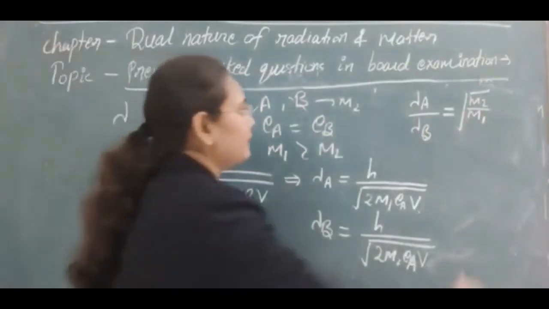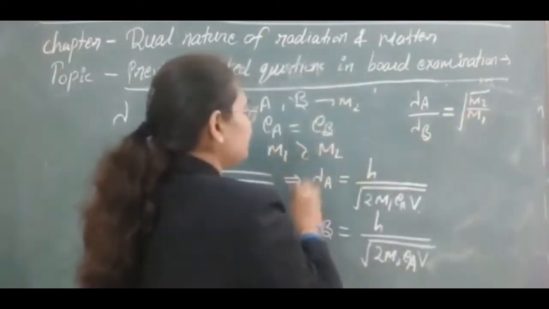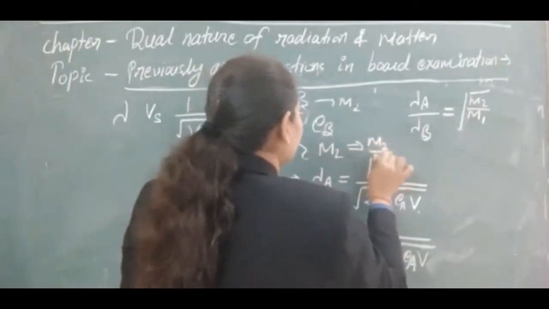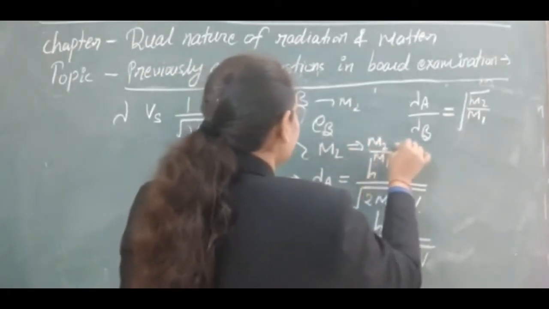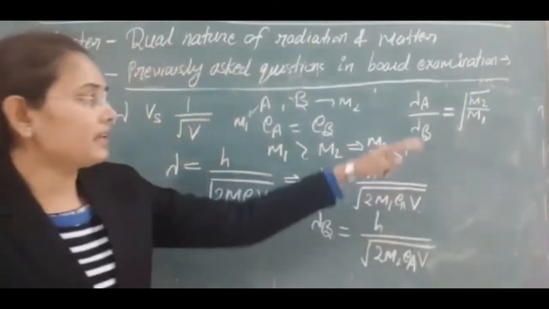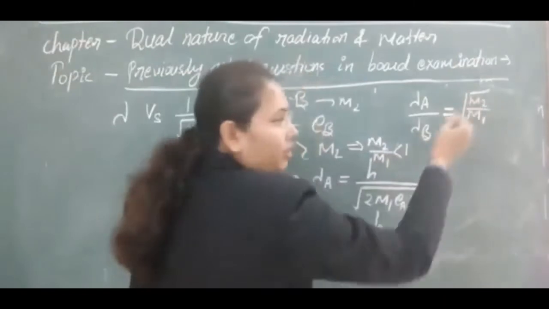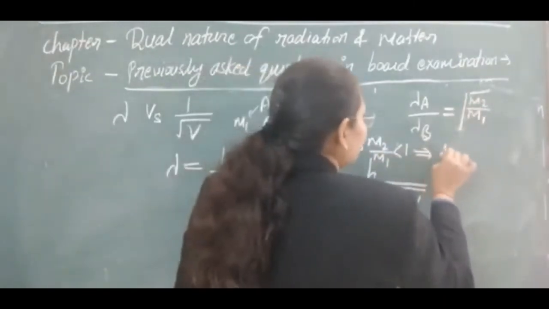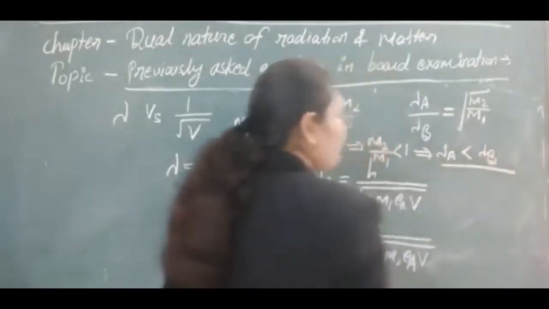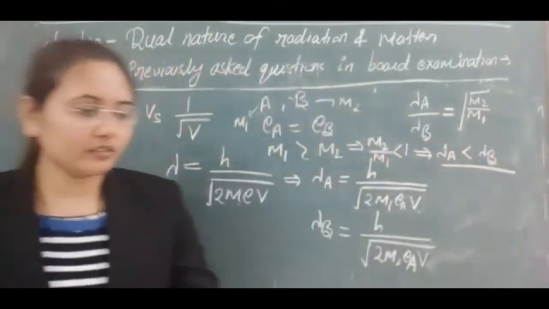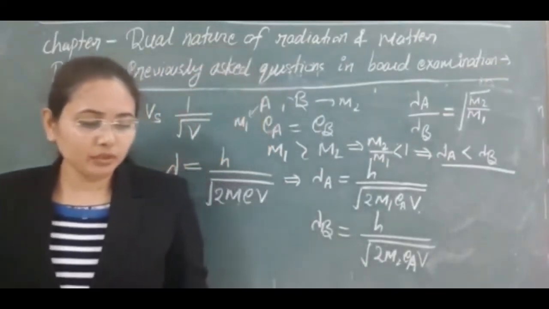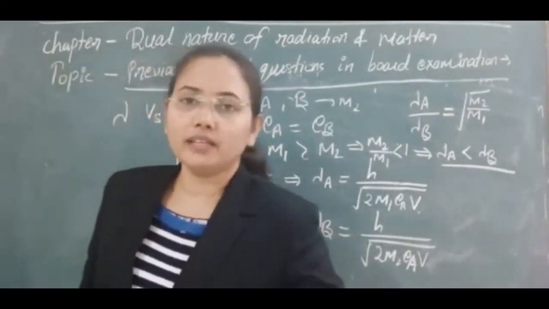As m1 is greater than m2, m2 upon m1 is less than 1. As this is less than 1, its root will also be less than 1. Then it means that lambda A is less than lambda B. So our second question is solved: which of the two represents a particle of smaller wavelength and why?